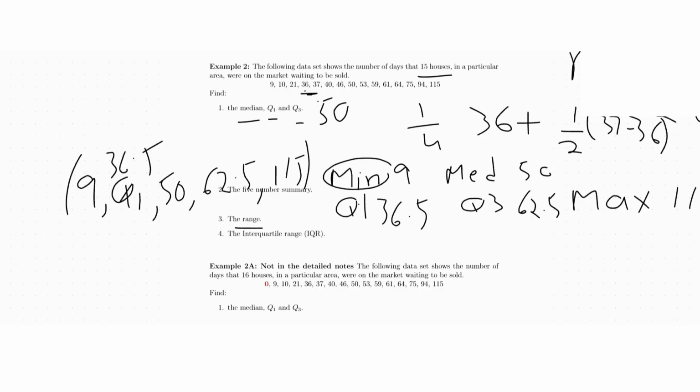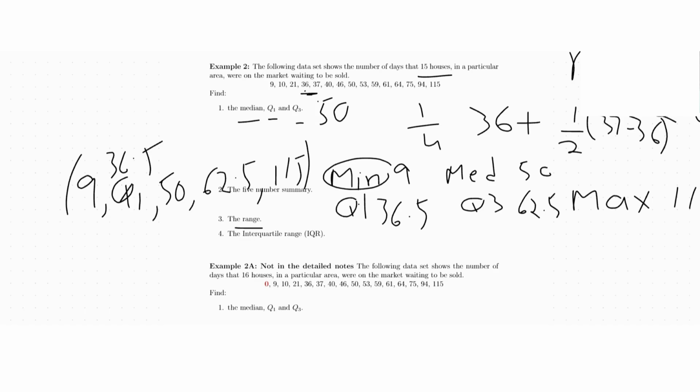I don't know what range is. Okay, range is nothing but, as the name suggests, how far the given data spreads. How much range it has is nothing but the difference between the minima and the maxima. That is going to be the range of the data.